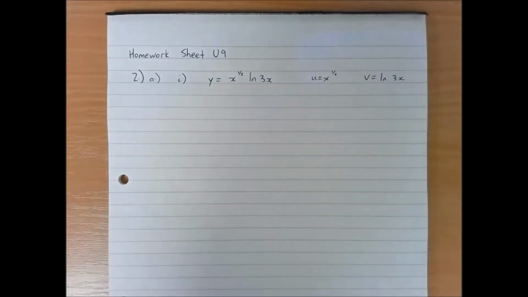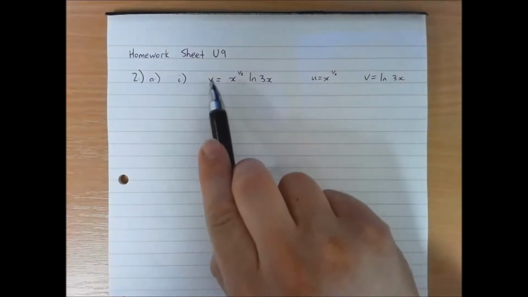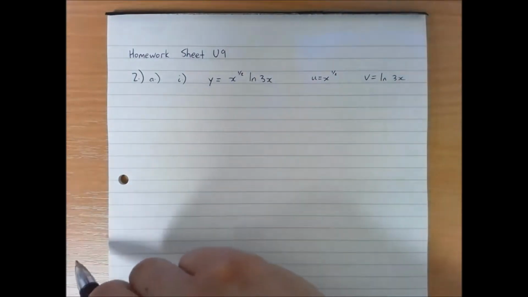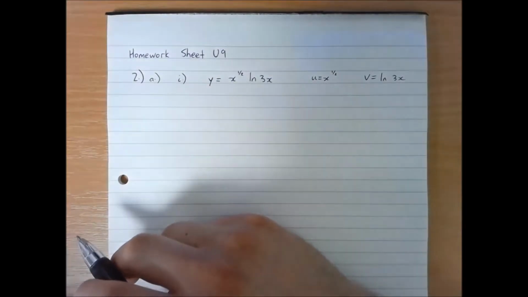Homework sheet U9, question 2. In part A part 1, we're asked to differentiate x to the half log 3x with respect to x. Now when I do differentiation problems, I don't like them starting without any kind of letter equals beforehand, so I've called mine y equals, though this is optional.